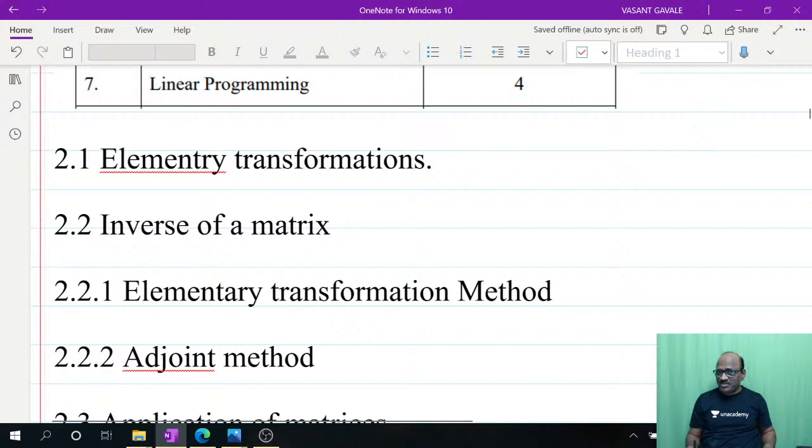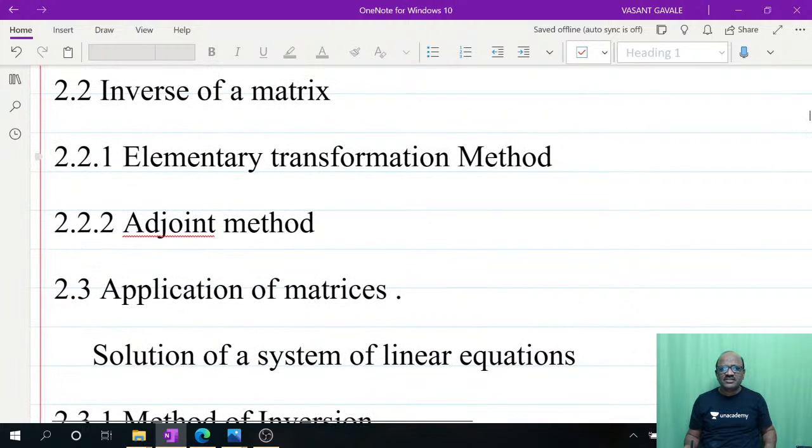इन्व्हर्स ऑफ अ मॅट्रिक्स. नेक्स्ट एलिमेंटरी ट्रान्सफॉर्मेशन मेथड, ॲडजॉइंट मेथड, या 2 प्रकारच्या मेथड्स यामध्ये तुम्हाला शिकायला मिळतात. इथे ॲप्लिकेशन्स ऑफ मॅट्रिसेस, सोल्युशन ऑफ अ सिस्टीम ऑफ लिनियर इक्वेशन. म्हणजे यामध्ये आपण इन्व्हर्जन मेथड ही वापरणार आहोत. त्यामध्ये एलिमेंटरी ट्रान्सफॉर्मेशन मेथड इन्व्हर्स फाइंड आउट करण्यासाठी किंवा ॲडजॉइंट मेथड इथे अप्लाय करत असतो.